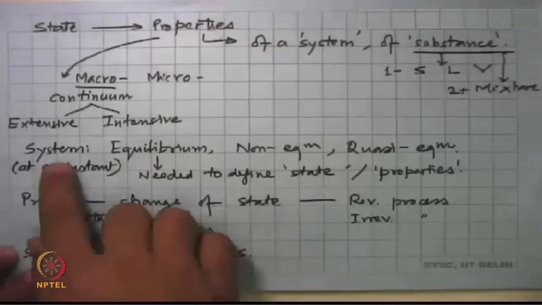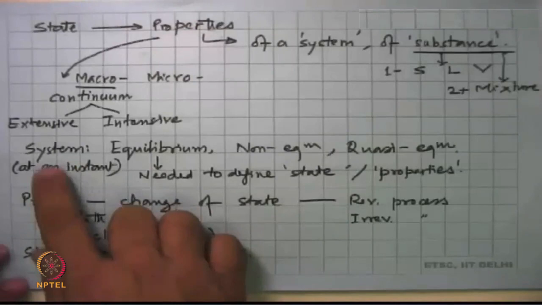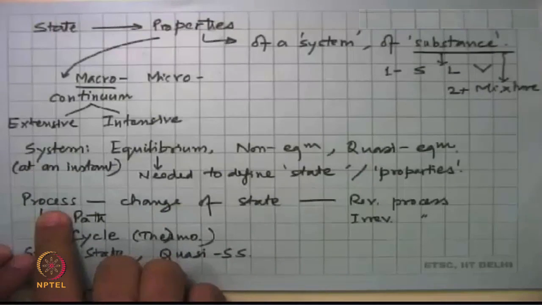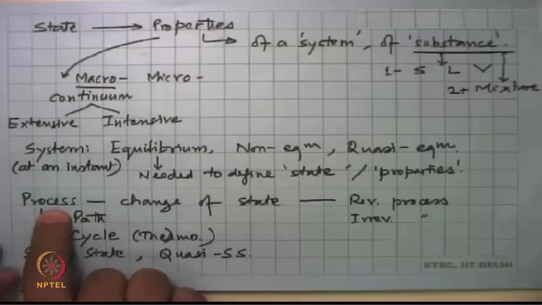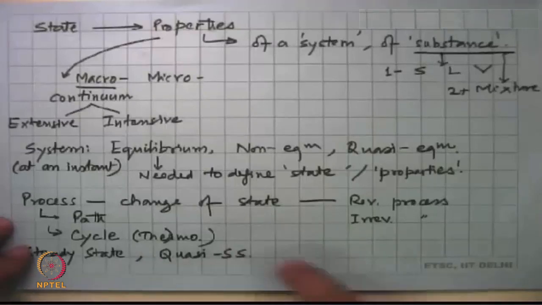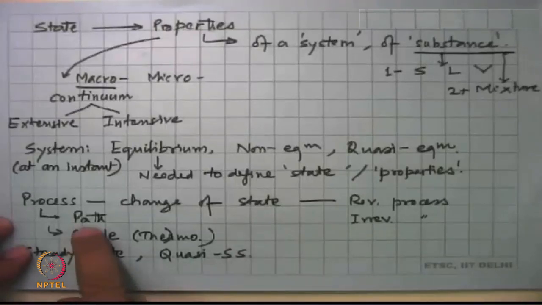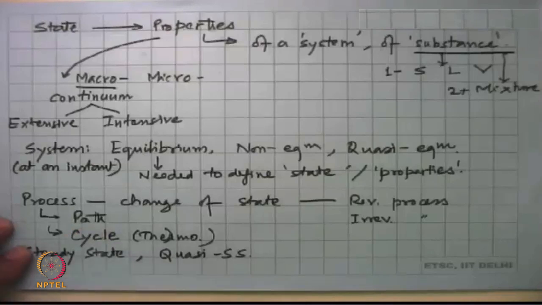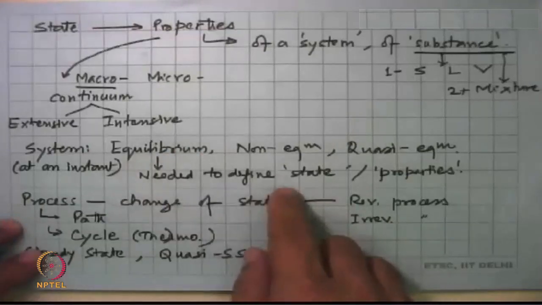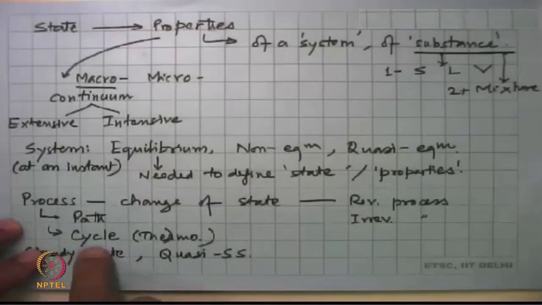Having defined that, now that we have a system whose properties are known, we said, well, what happens when the system undergoes a change of state? And that is what is called a process. So every process is of course associated with the system. There's an initial state and a final state, and all the intermediate states, if in between they are known, would comprise the path of the process. And a system that goes through a series of processes and comes back to its initial state is classified as a thermodynamic cycle.